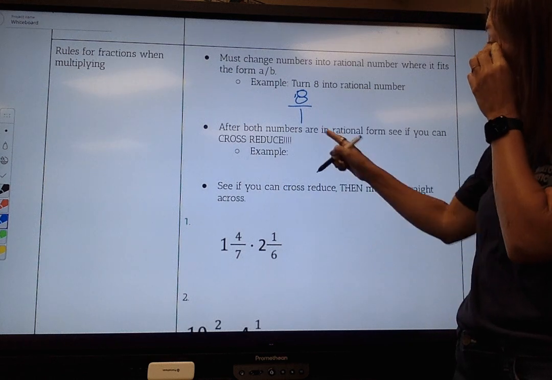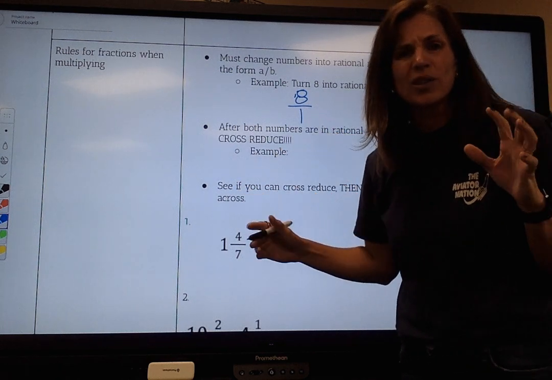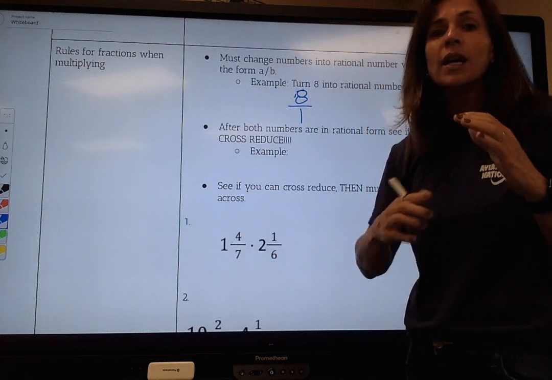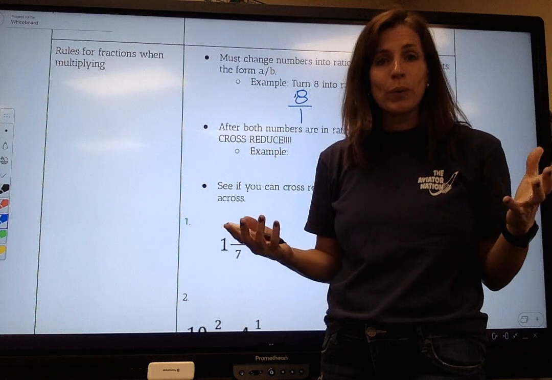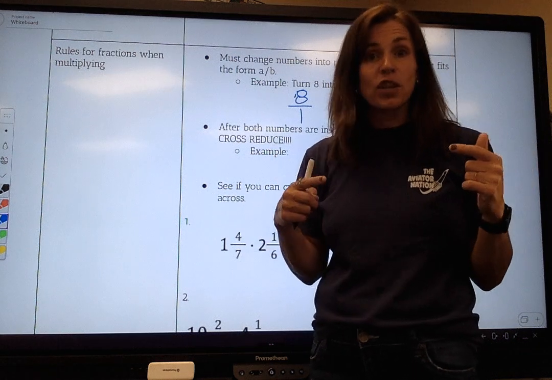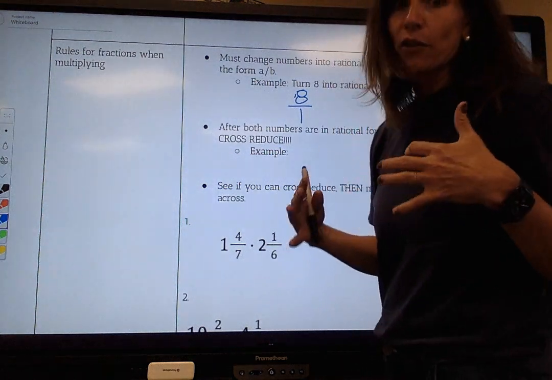Now, after both numbers are in rational form, you have to see if you can cross-reduce. So a lot of times students don't cross-reduce, and it takes so much longer in the process. So remember in math, what we want to do is we want to be efficient. We want to be quick, but correct, right? So we want to save ourselves time.